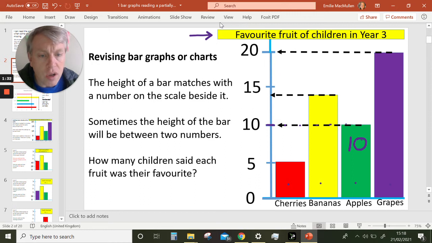Okay, I'm going to look, starting now with the red. So look at the top of the red bar for the cherries. Okay, 5 for the cherries. Oh, what about the bananas? Now, when I go to the top here, I go straight across. And it's not 15, is it? It's 15 is this mark here.